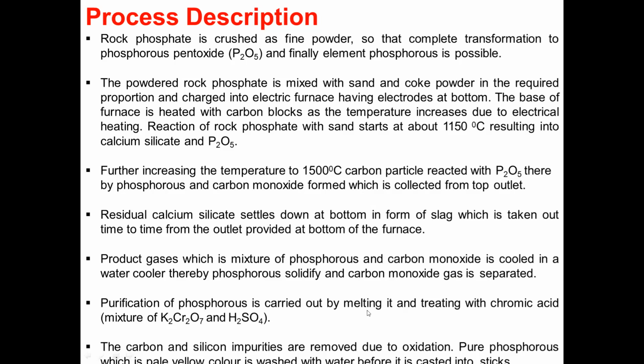Purification of phosphorus is carried out by melting it and treating it with chromic acid. Then the carbon and silicon impurities are removed due to oxidation. Pure phosphorus, which is pale yellow in color, is washed with water before it is cast into sticks.